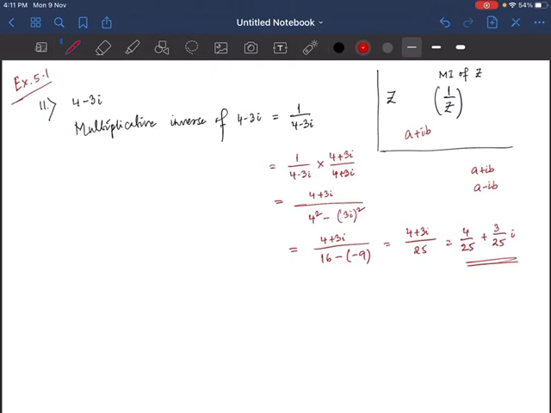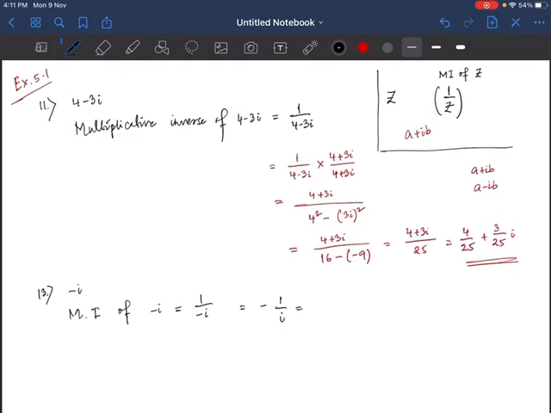Let me do another question. Let me do question number 13. Question number 13 is just minus i in there. So the multiplicative inverse of minus i will be what? I'm just writing the short form of it. Multiplicative inverse of minus i is equal to 1 divided by minus i. Now this minus will just come in front, so we have 1 by i.